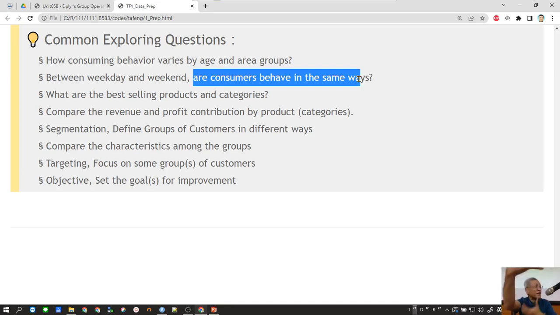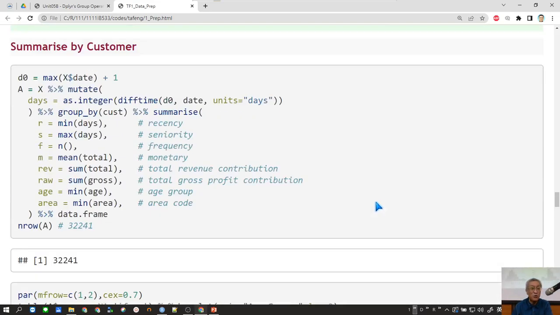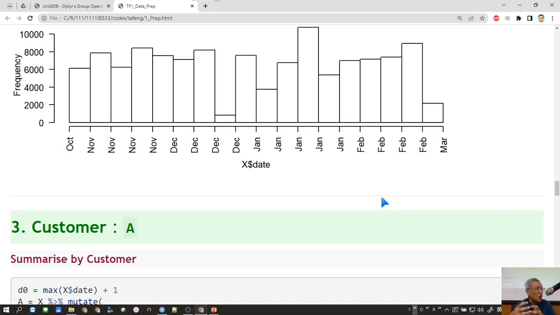Although we only have one data frame, actually we can know a lot of things only by looking into this transactional data. And that is the power of business analytics. Okay?